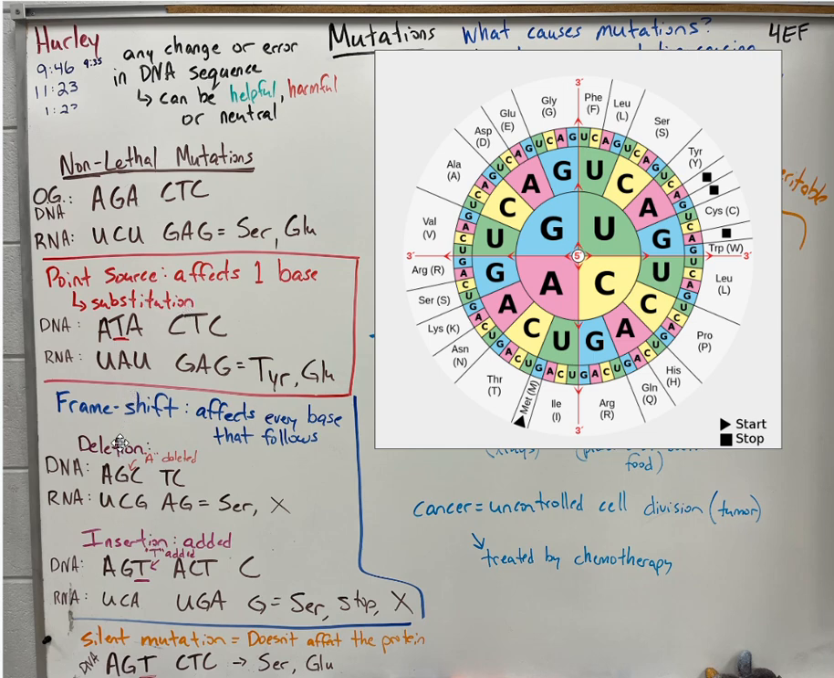Then we get to these two, deletion and insertion. They're both examples of frame shift. A frame shift affects every base that follows, whereas a point mutation only affects this one letter. A frame shift affects all of the letters after that.